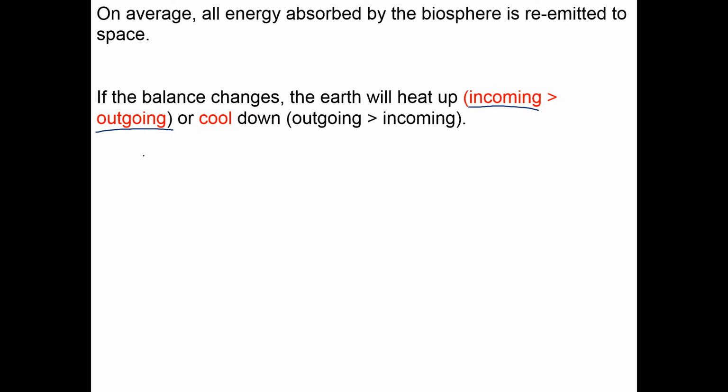So when the net radiation budget is bigger than zero, the Earth tends to warm up. If outgoing is less than incoming, right? What about at zero? And if the net radiation budget is less than zero, you're not absorbing enough light, but you're releasing a lot of heat into space.